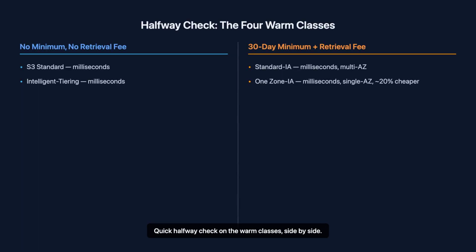Quick halfway check on the warm classes, side by side. On the left, no minimum and no retrieval fee, that's S3 standard and intelligent tiering. On the right, a 30-day minimum and a retrieval fee, that's standard IA and one zone IA, with one zone IA trading multi-AZ resilience for about 20% lower cost. And critically, all 4 return data in milliseconds. The next 3 classes, the Glacier family, change the speed dimension, but only sometimes.